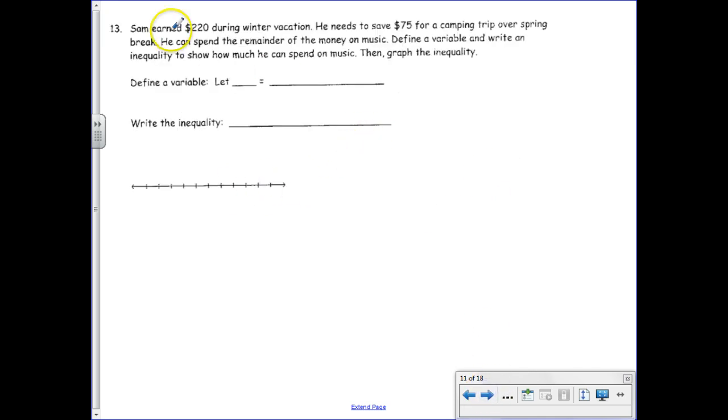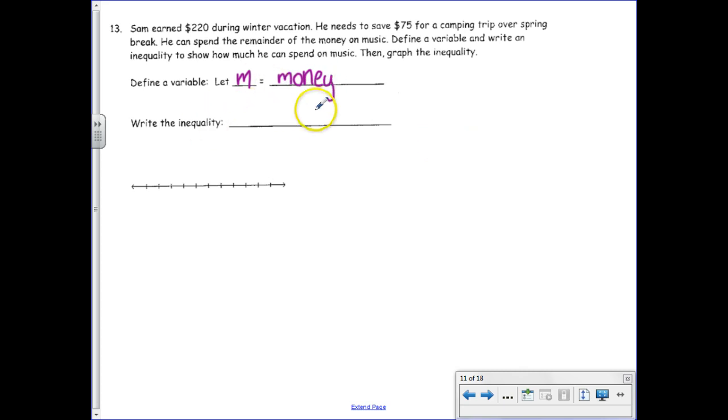All right, 13. Sam earned $220 during winter vacation. He needs to save $75 for a camping trip over spring break. He can spend the rest of his money on music. Define a variable and write an inequality to show how much he can spend on music. Then graph the inequality. Okay, define a variable. So here I physically want you to write out what your variable is. Let's see. I'm going to use M because we're talking about money he can spend on music. So I'm going to let M represent the money.